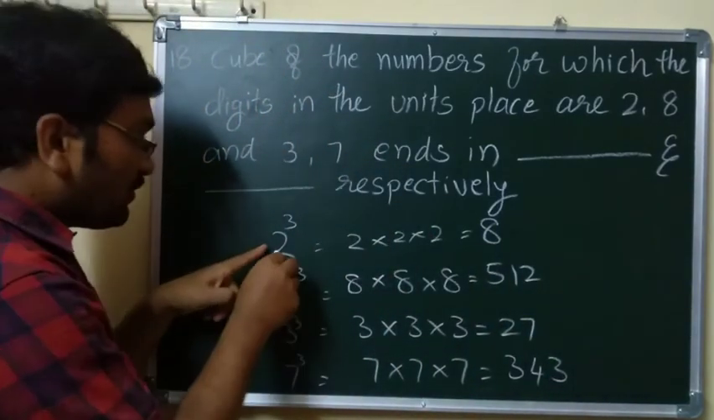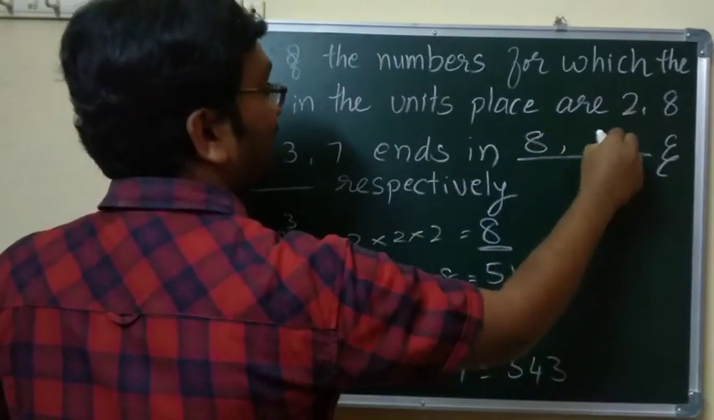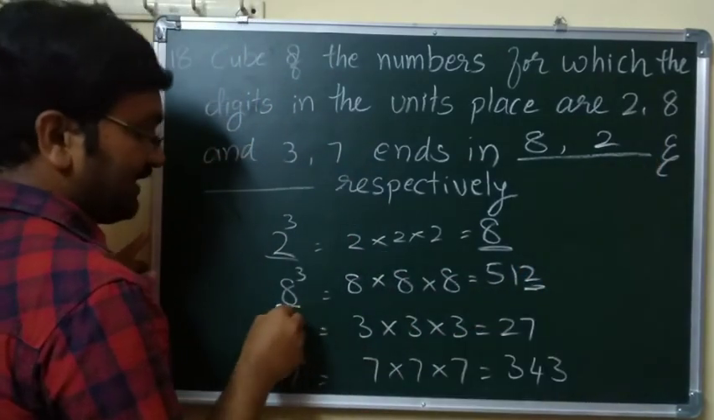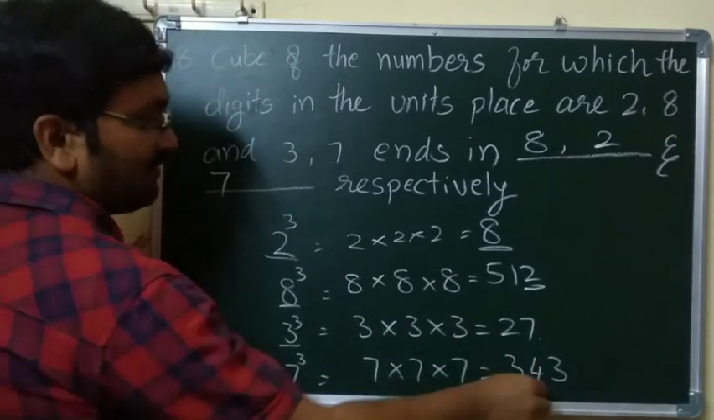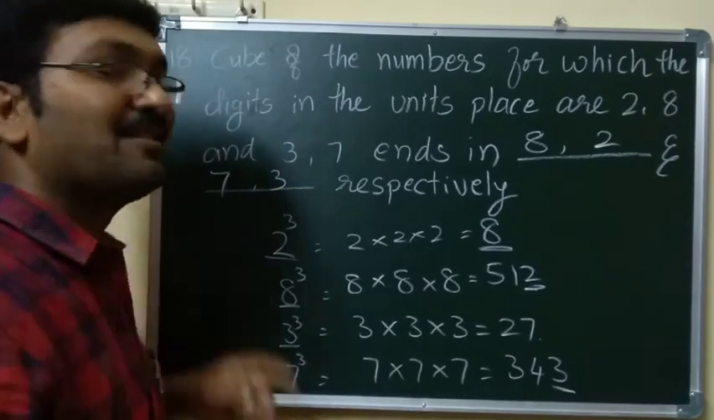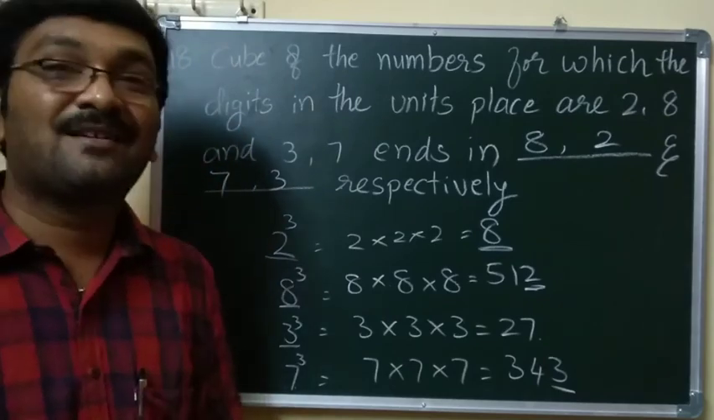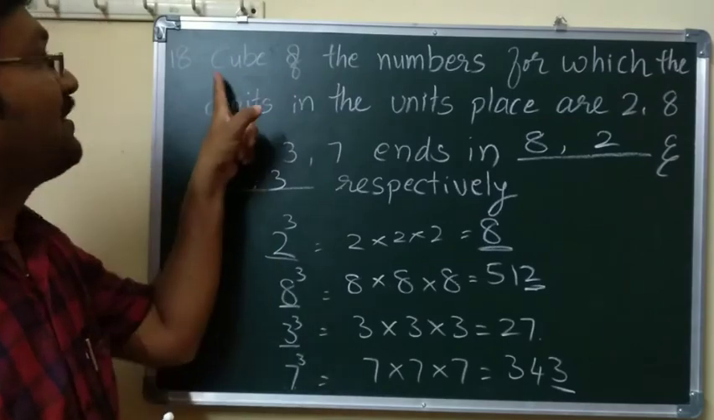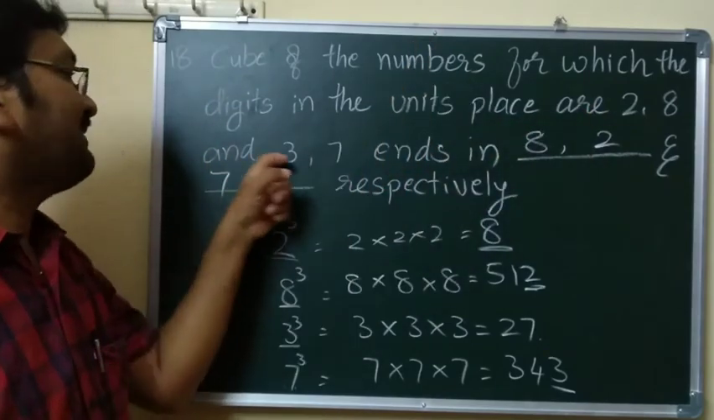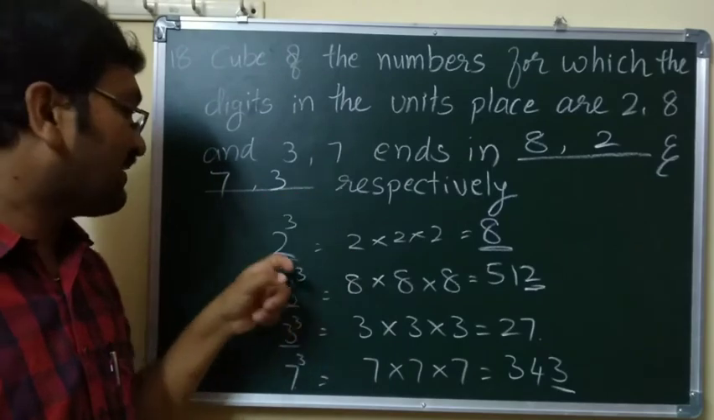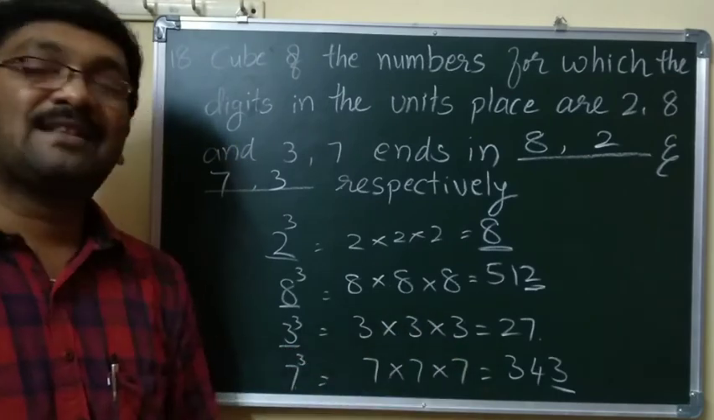Now 2 is ending with 8, and 8 is ending with 2. So in the 3 cube, the unit digit is 7, and in the 7 cube, the unit digit is 3. It's vice versa. Aisha Fatima, did you get an idea? Cube of the numbers for which the digits in the units place are 2, 8 and 3, 7 end in a dash and dash respectively. 2 ends with 8, 8 ends with 2, 3 ends with 7, 7 ends with 3.